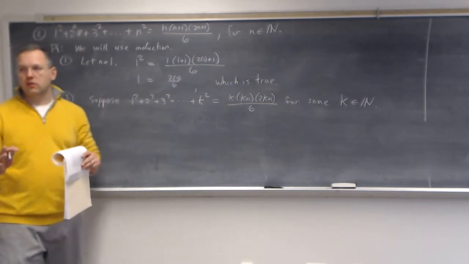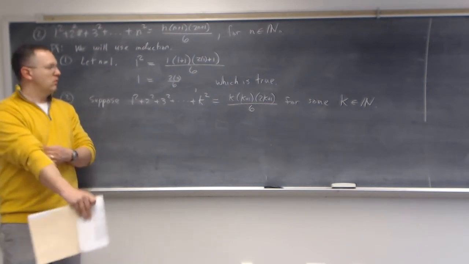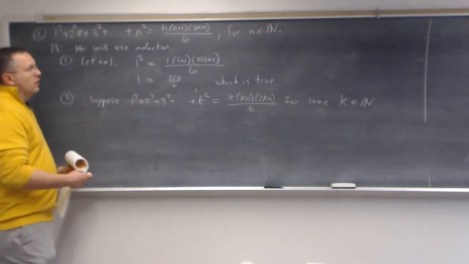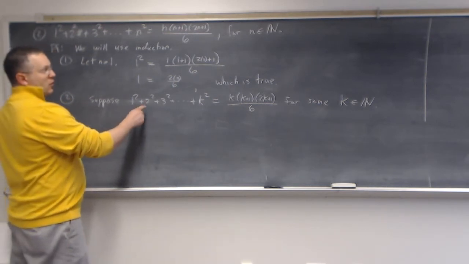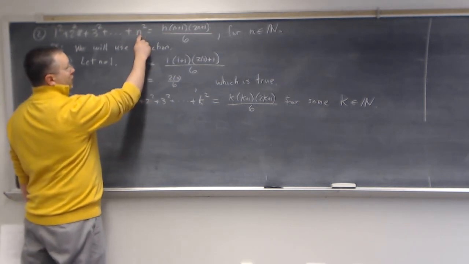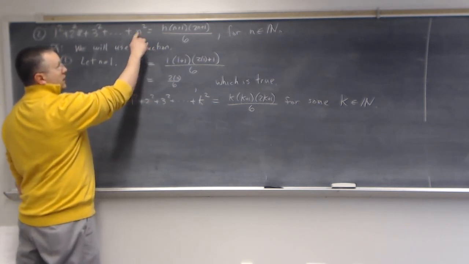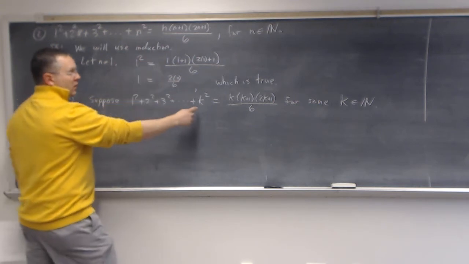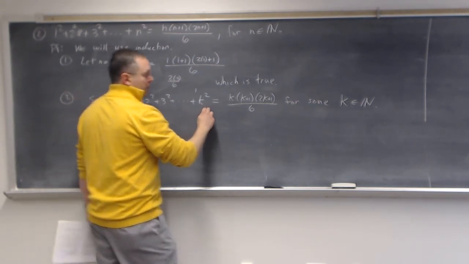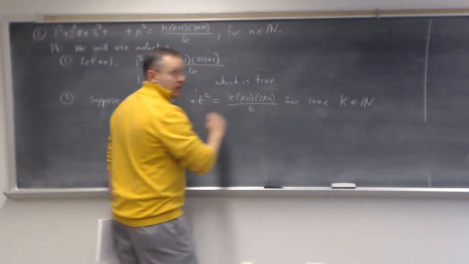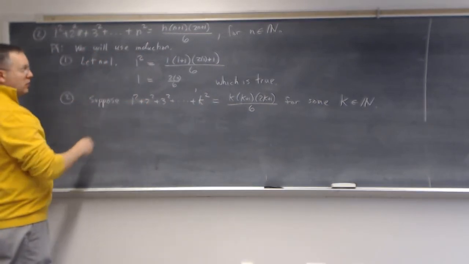Okay, any questions so far? Okay, so we assume this is true. If the statement is true when n equals k plus 1, then this side would end with k plus 1, the quantity squared. So what I'm going to do is add k plus 1, the quantity squared, to both sides of this equation. And I'm going to rearrange the right-hand side.